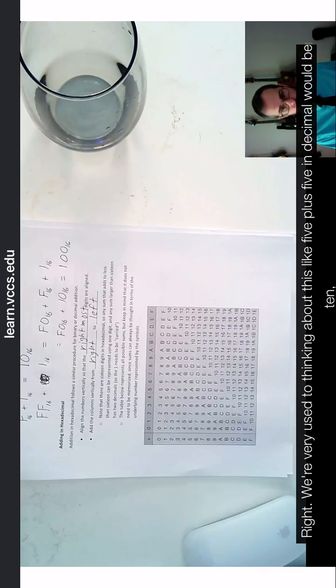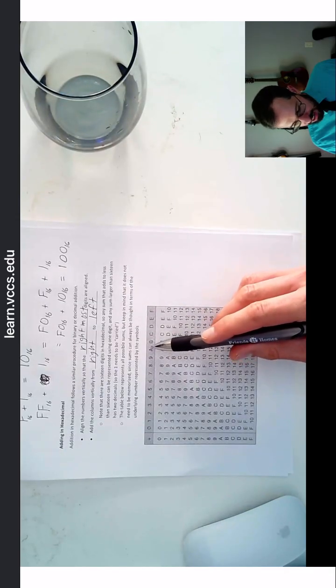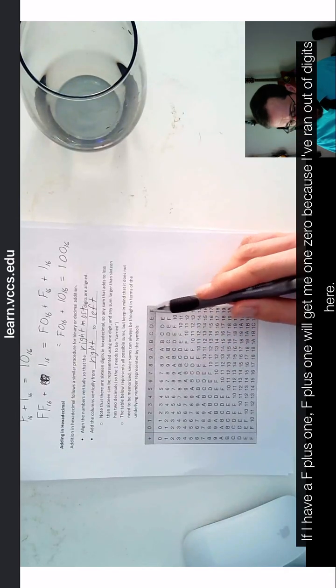But the other thing that can happen when we do addition is that the 2 digits, when added together, cannot be represented by a single digit anymore. We're very used to thinking about this like 5 plus 5 in decimal would be 10, which means we have to have a new digit now. We have to have 2 digits to represent that sum. A similar thing is going to happen here. So for instance, let's do the example we just did. If I have F plus 1 will get me 10, because I've run out of digits here.